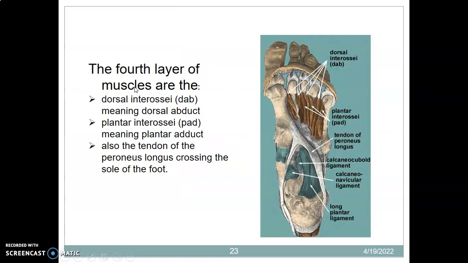Then lastly, the fourth layer of the foot has the following muscles, the interossei mainly. So you have dorsal interossei, so you say DAB, they abduct, and plantar interossei, PAD, they adduct. So these are the interossei. On the dorsal aspect, they will abduct, and the ones on the plantar aspect will adduct. Also, we have the tendon of peroneus longus. Remember, it's coming from the lateral compartment of the leg, and it will cross from lateral to medial aspect. So that's peroneus longus muscle. So those are found in the fourth layer of the foot.